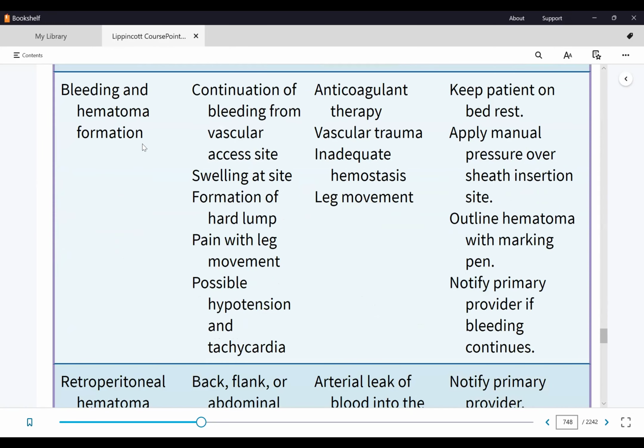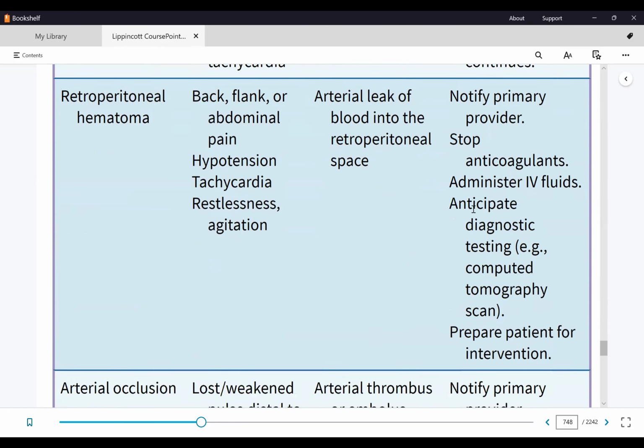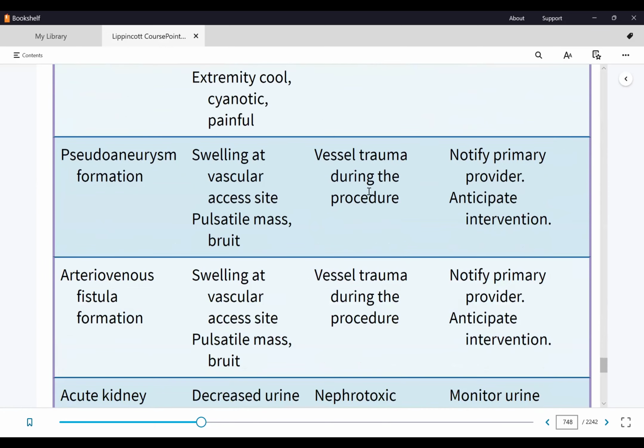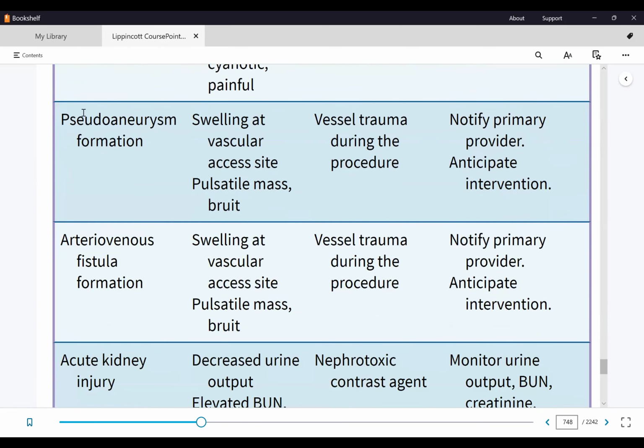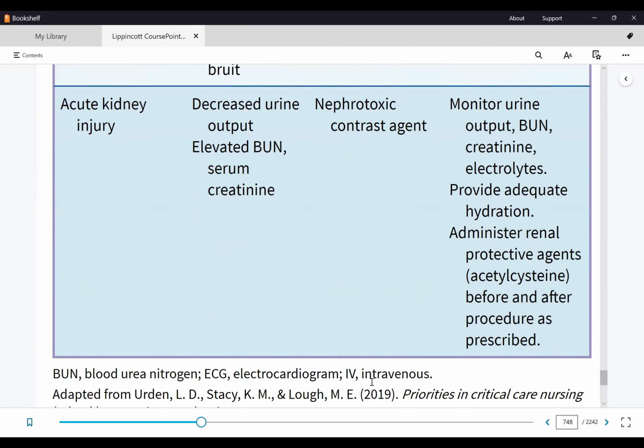So we already discussed the bleeding and the hematoma. Again, the hematoma is usually a pseudoaneurysm. Then there's retroperitoneal hematoma, meaning around the kidney area, and arterial occlusion. So here's the pseudoaneurysm, AVF, or if there's enough blood loss, then there could be AKI.